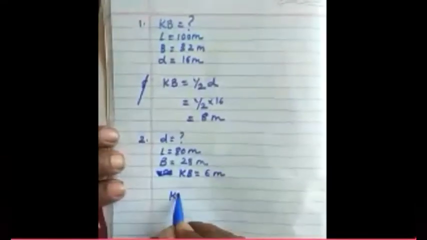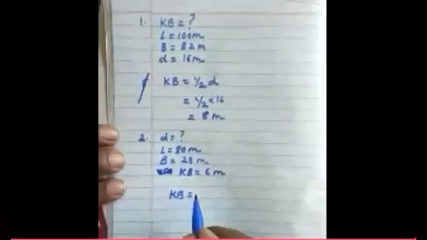So what you have to do, you have to use the formula. KB is 2/3 of the draft. So KB is given as 6, which is equal to 2/3 of the draft. Therefore, draft is equal to 6 into 3 by 2, which is 18 by 2, which is 9 meter. Right? Yes, sir.